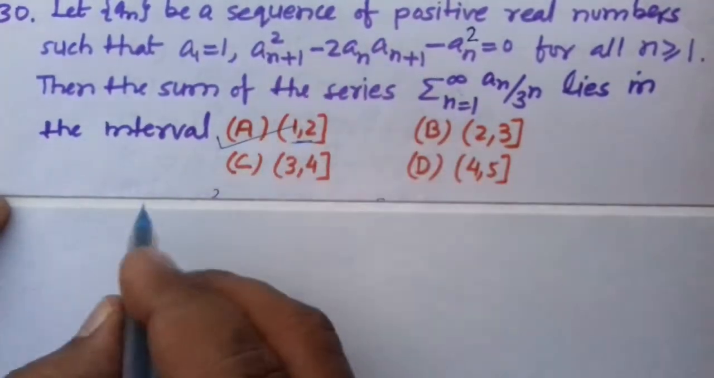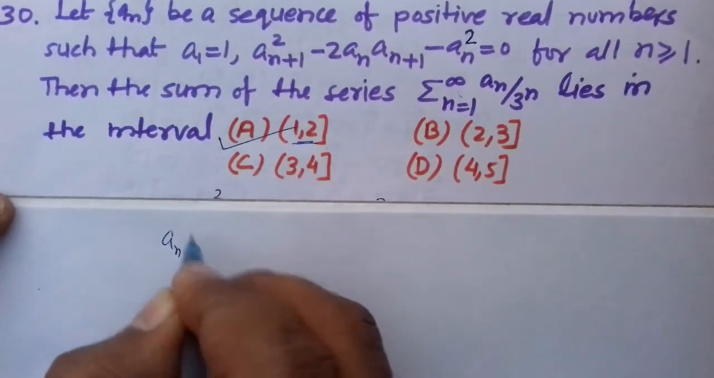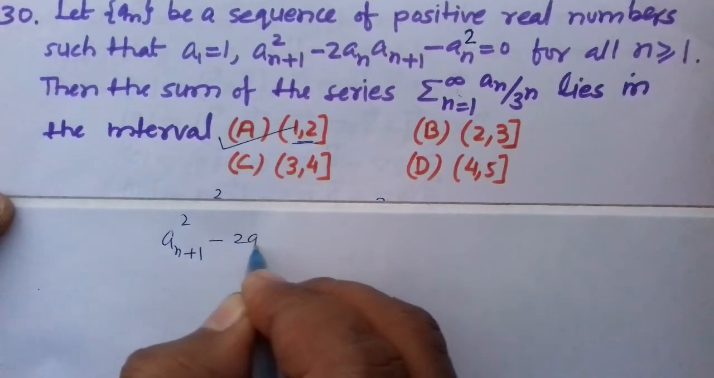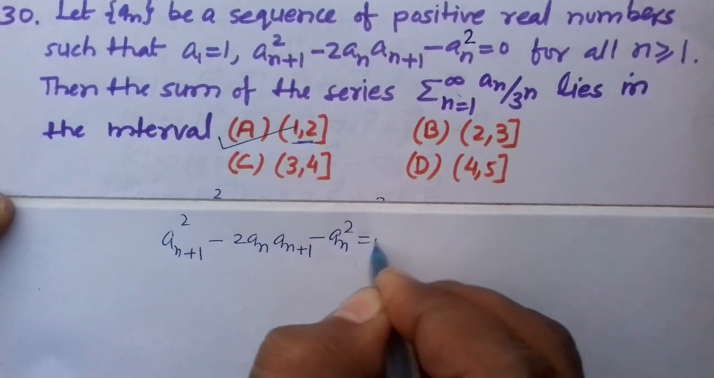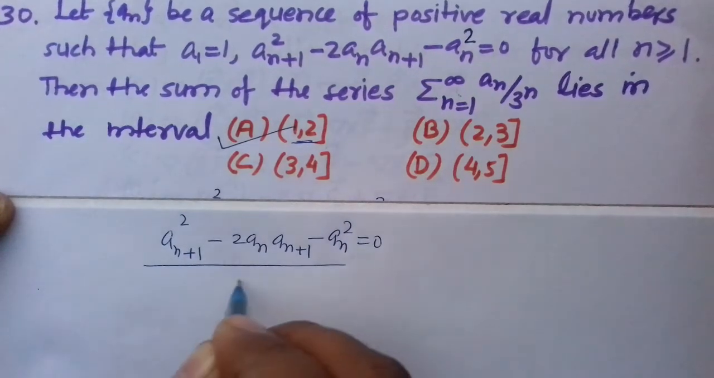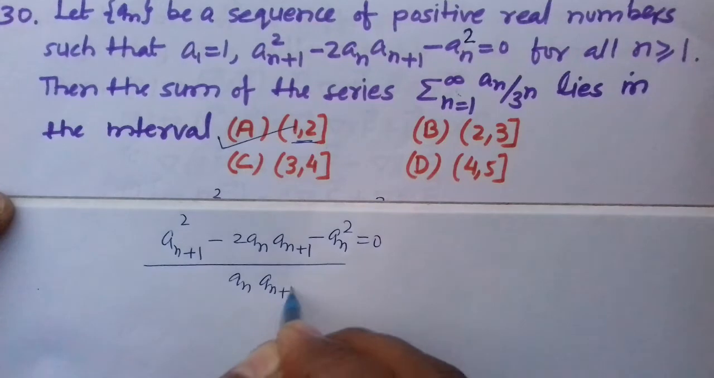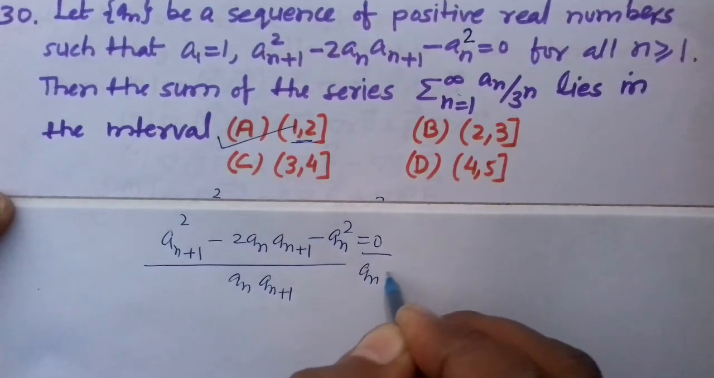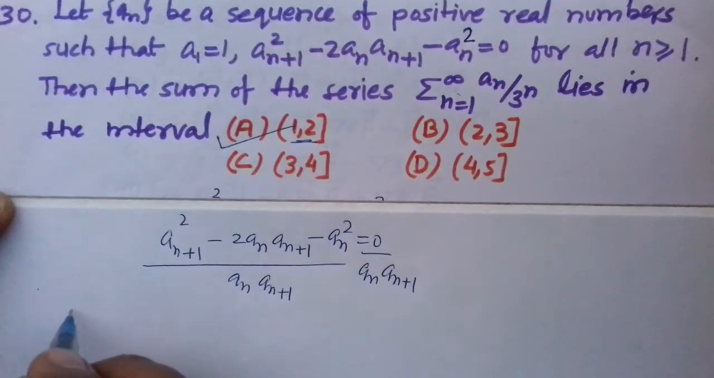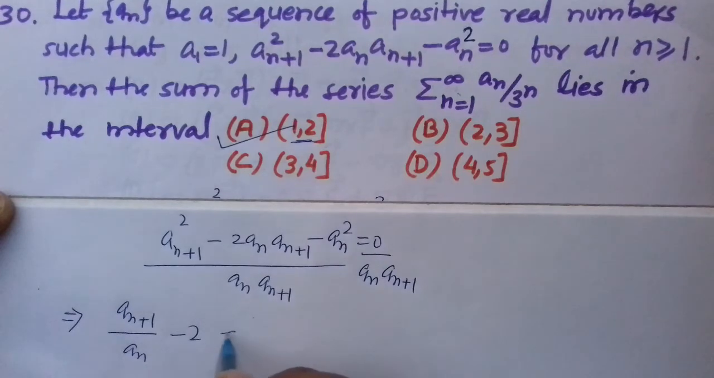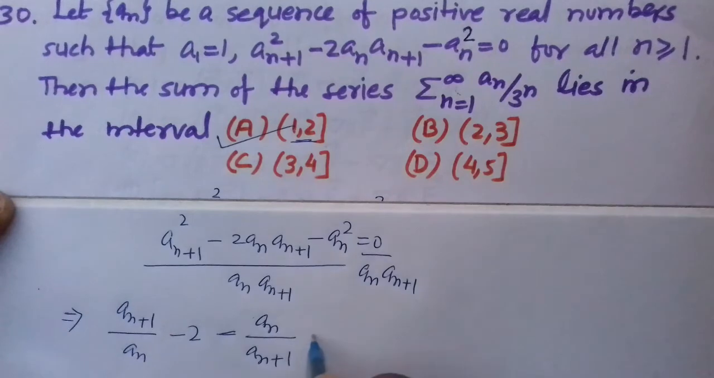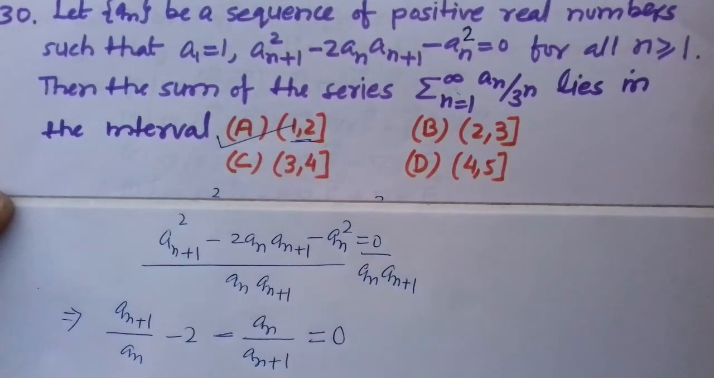I am writing this equation: 2a_(n+1) minus a_n squared equals 0. Let us divide this by a_(n+1) on both sides. Then this will be a_(n+1) by a_n minus 2 minus a_n by a_(n+1) equals 0.